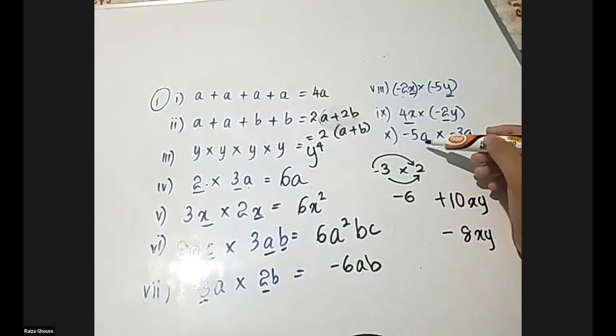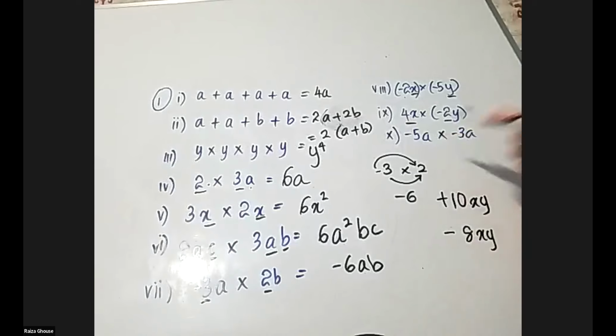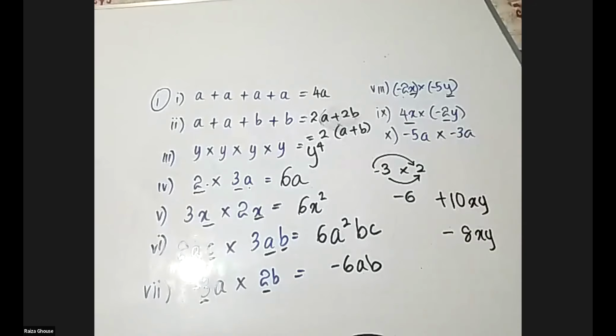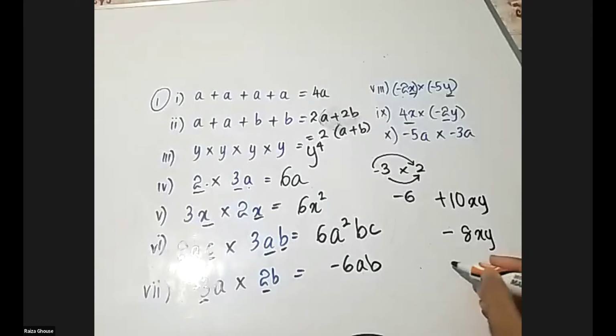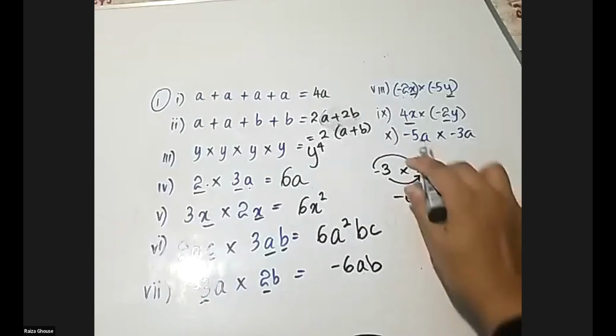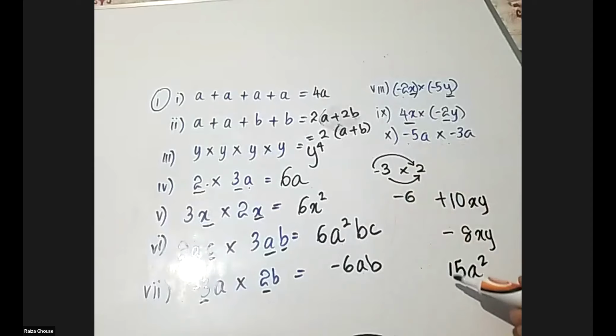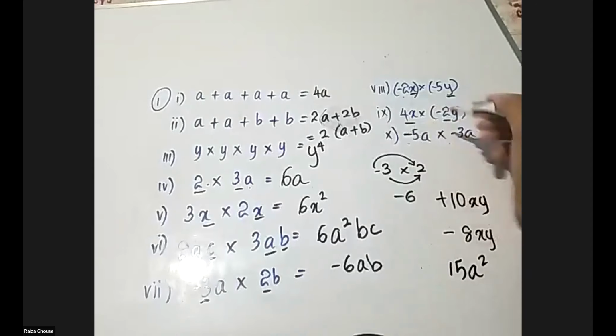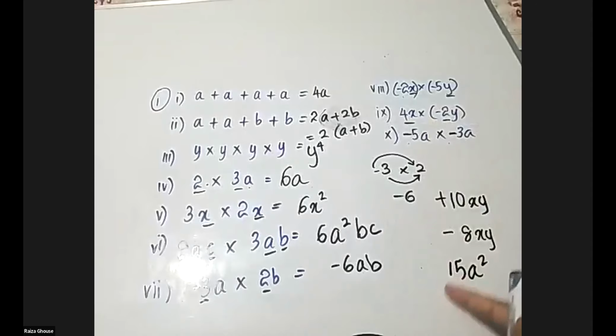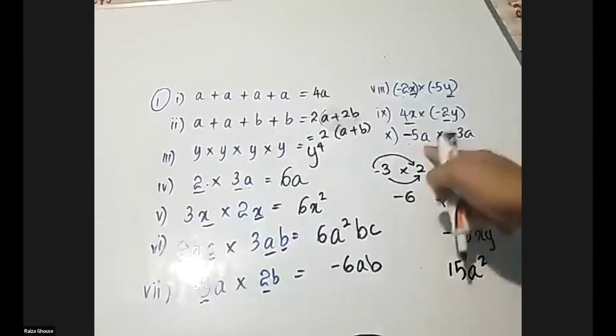And this one, the last one, who can tell me the answer? Who is brave enough to tell the answer? Who has the confidence? Anybody who can unmute your mic and tell the answer for the 10th one? Plus 15a square. Good, very good. Correct answers I heard. 15a squared is correct. Negative into negative is positive. It's not negative. 5 into 3 is 15. A into a is a squared.